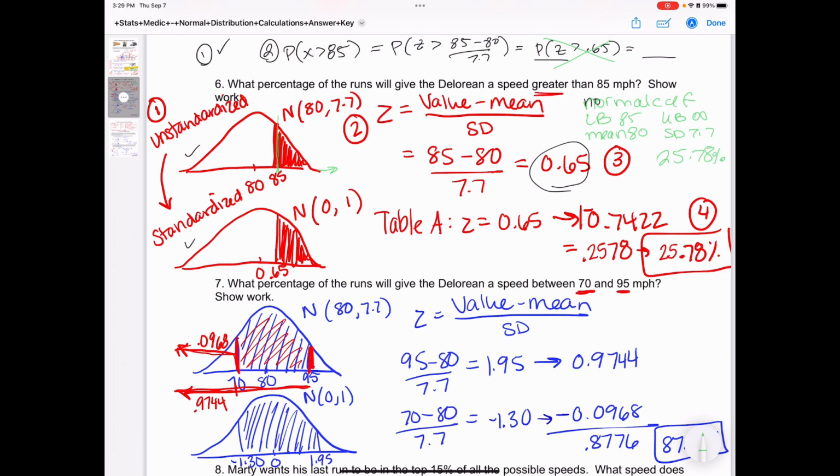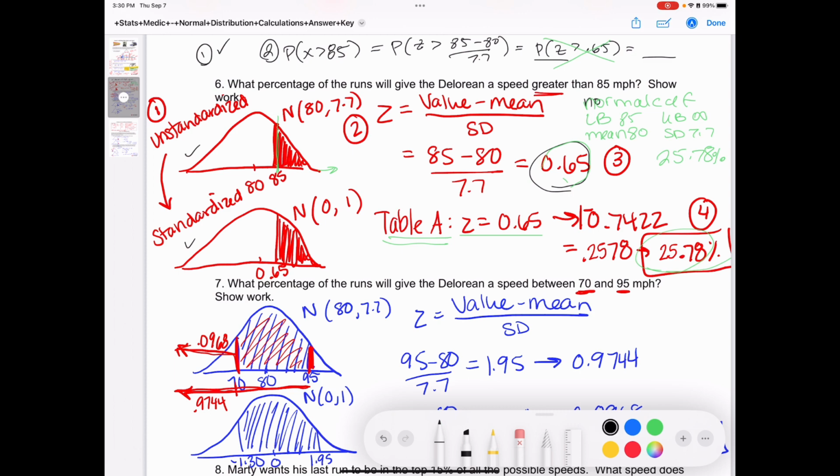Now, of course, on the Z-score chart, table A is the Z-score chart, and I have to look at the Z-score of 0.65, and I'm going to get the same thing, about 25.78%. And then that's the third step, right? And then the last step is going to be step 4.